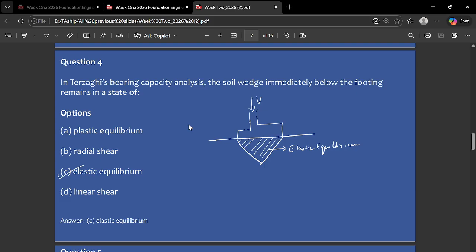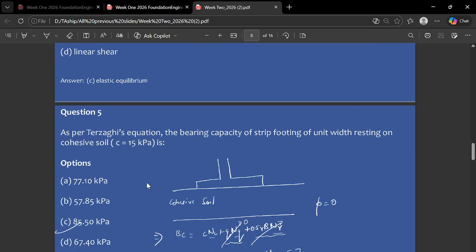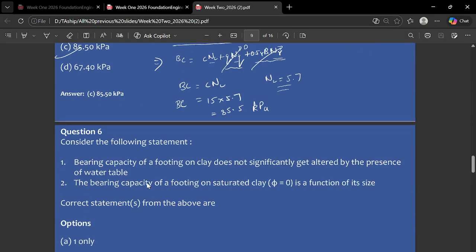And then, I have talked about that. As soon as your failure line evolves under your footing when it is subjected to some vertical load, you are having different types of zones. One will be the elastic zone, then the plastic zone, and then you will be having the radial shear zone. All that you need to take into account.